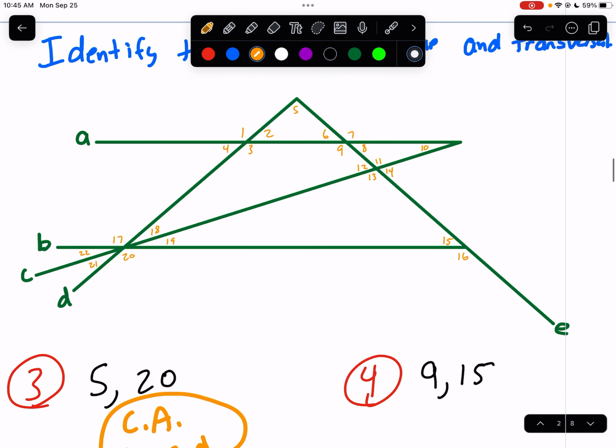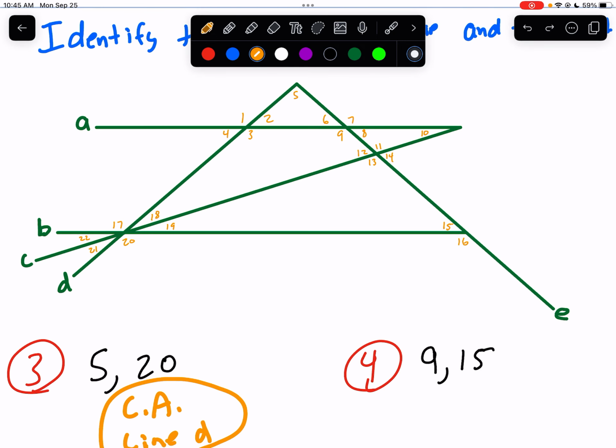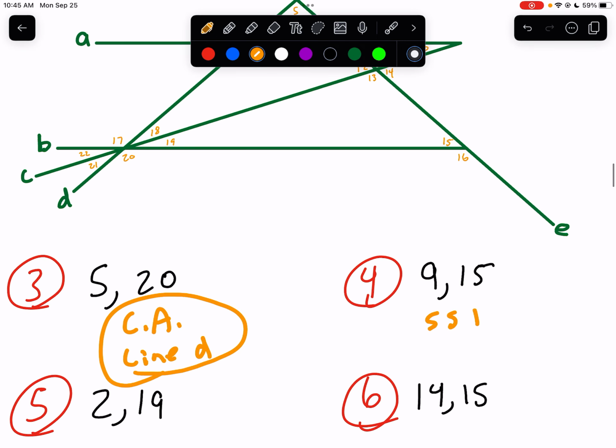The next one, 9 and 15. Another strategy I've showed you is to just trace the angle, right? Here's 9. Here's 15. Here's the line they have in common. And they're both on the inside. They're same side inside. That's going to be same side interior for 9 and 15. And which line do they have in common? It was line E.